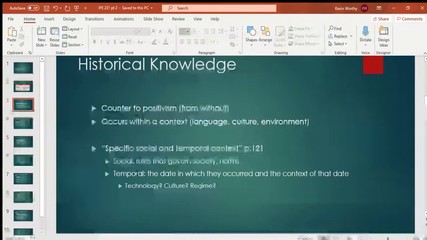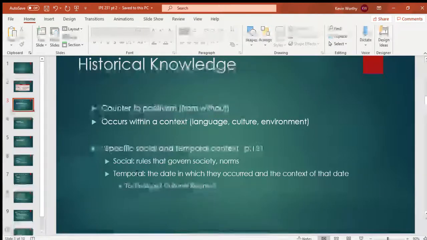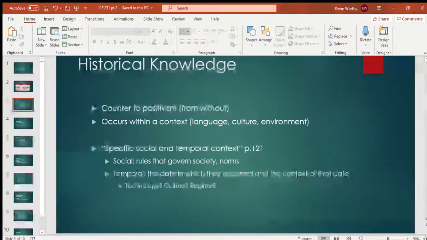So historical knowledge is this counter to positivism coming from the British school. Positivism is you're on the outside looking in, right? You're objective. You're, okay, I'm looking at this, what is happening. Historical knowledge occurs within a context. So the language, the culture, environment. What about the culture? What about the language? What about that behavior that changes, right? On Thursday, we read a paper, you have these individual personalities that behave very differently, but their backgrounds matter, right?